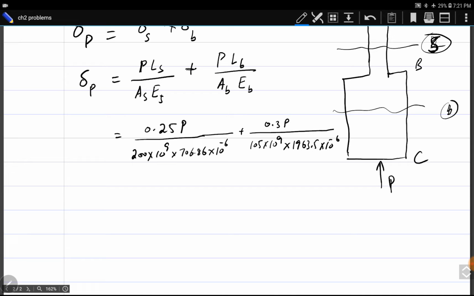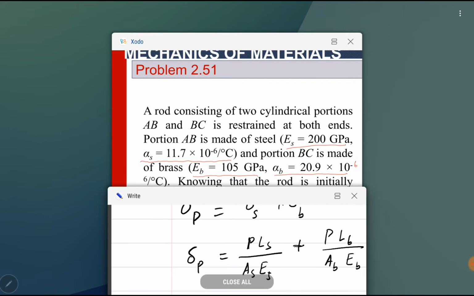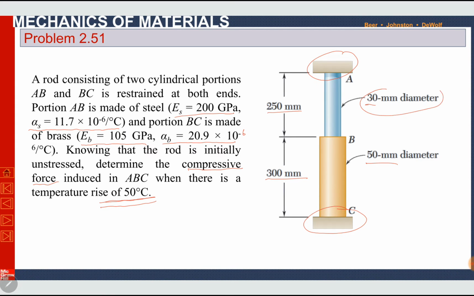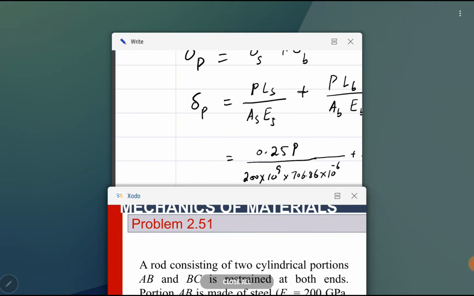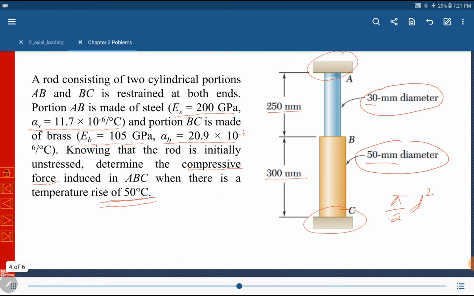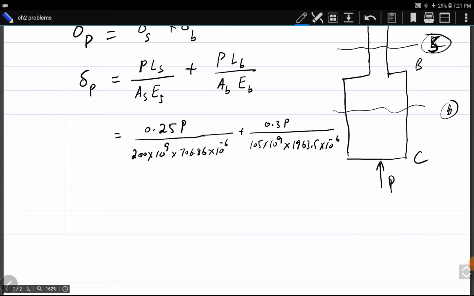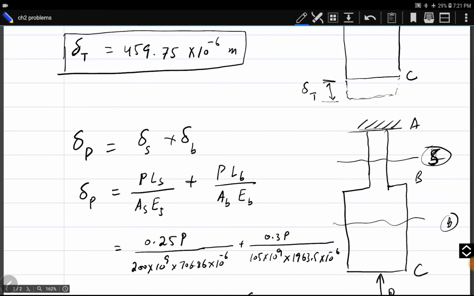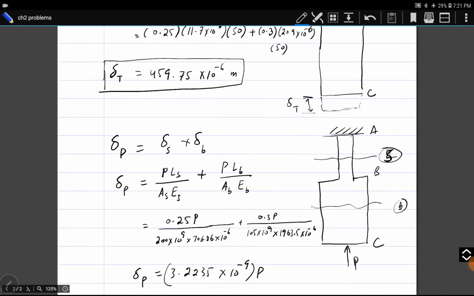Here I have directly calculated the area from diameters. Pi by 4 into diameter squared. So you can do it by yourself. So delta P becomes 3.2235 into 10 power minus 9 P. It is in meters. So we have two deltas, delta T and delta P.